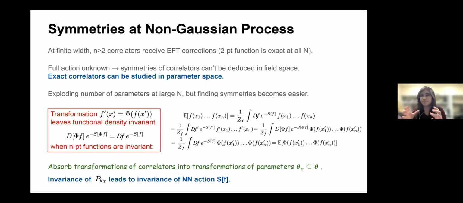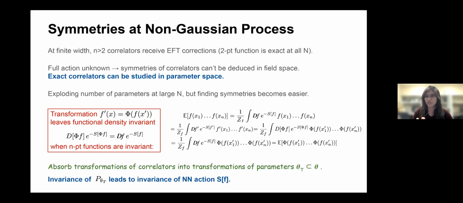We are going to assume that the functional measure of the neural network output ensemble remains invariant. We are talking about initialized neural network ensembles, so that is going to be true. In the parameter space, we can absorb the transformation of the correlation functions into transformations of parameters, which may be just a subset of the full parameters of the neural network. If we can show that parameter distributions, PDFs, are invariant under some transformation, that transformation will leave the correlation functions invariant, and in turn, the effective action in the function space language will be invariant as well.